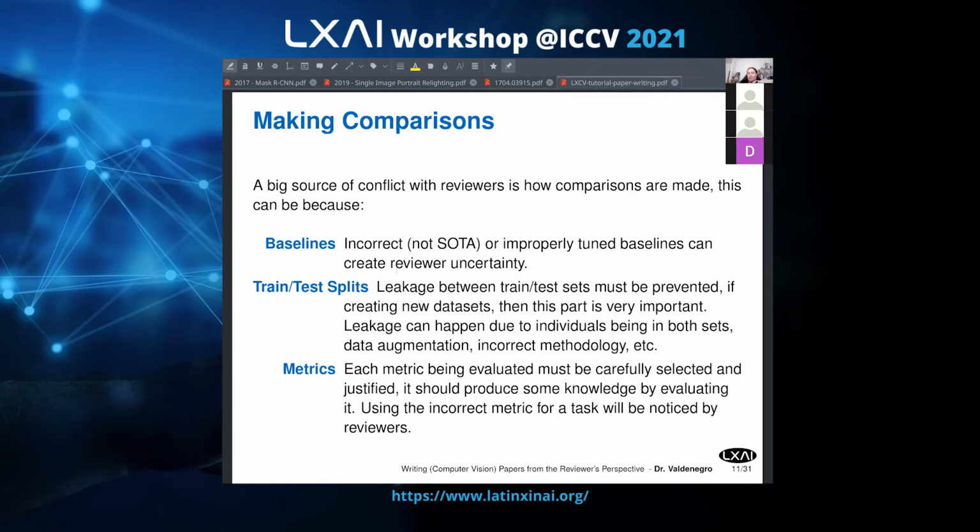And also, leakage can happen because of individuals being in both sets. For example, if you capture data from people, and the same person generates samples for the training set and samples for the test set, this will produce leakage. One way to prevent this is to do a split across individuals. Say you have 10 people, and all the data points associated to 7 of them go to the training set, and the remaining people go to the test set. So there's no way that an individual is present in both the train and test sets.